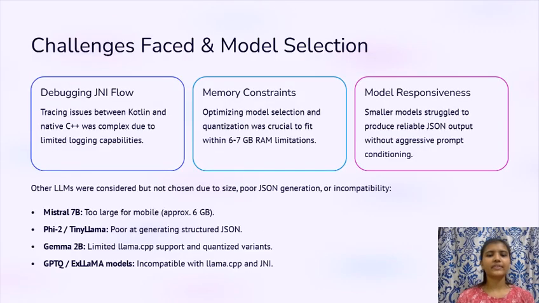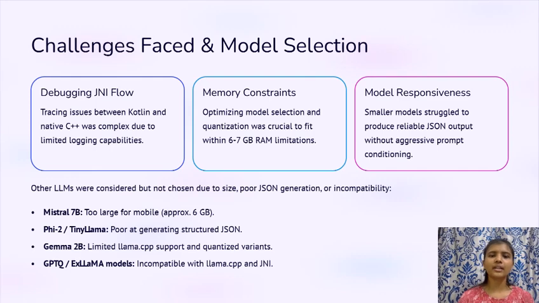Coming to challenges faced and model selection, we faced several challenges. First, debugging between Kotlin and native C++ was difficult due to limited logging in JNA. Second, we had to carefully select and quantize the model to make it run within 6 to 8 GB RAM, which is the limit for most mobile devices. Third, smaller models often gave unreliable or incomplete JSON outputs unless we used very careful structured prompts.